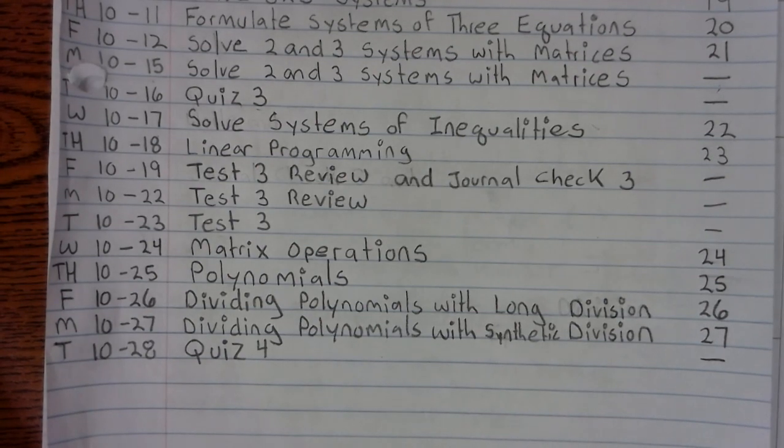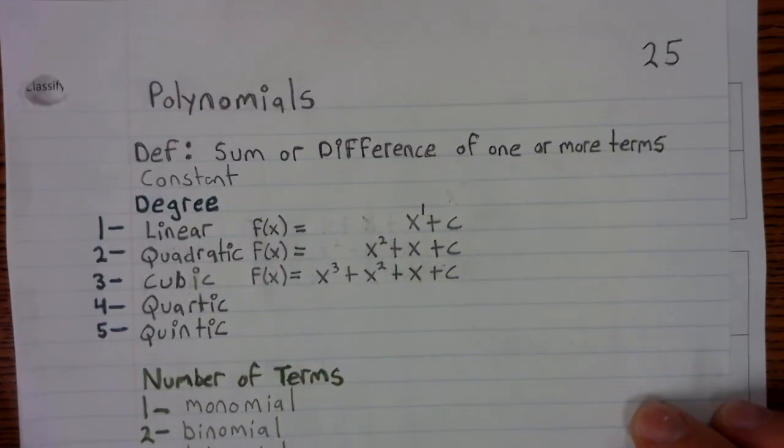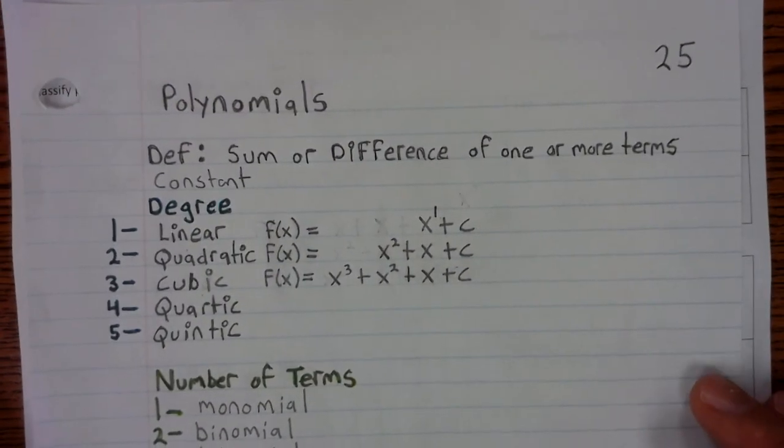Okay, podcast. Today we're looking at Thursday, October 25th, Polynomials on page 25. If you would, update your table of contents. All right, now your table of contents are updated. Let's take a look at the notes. All right, it's going to be polynomials on page 25.